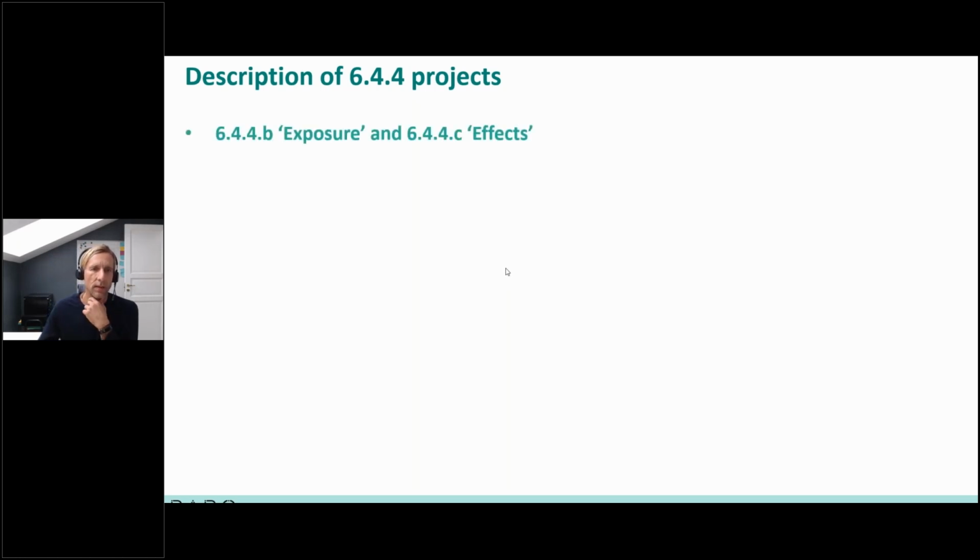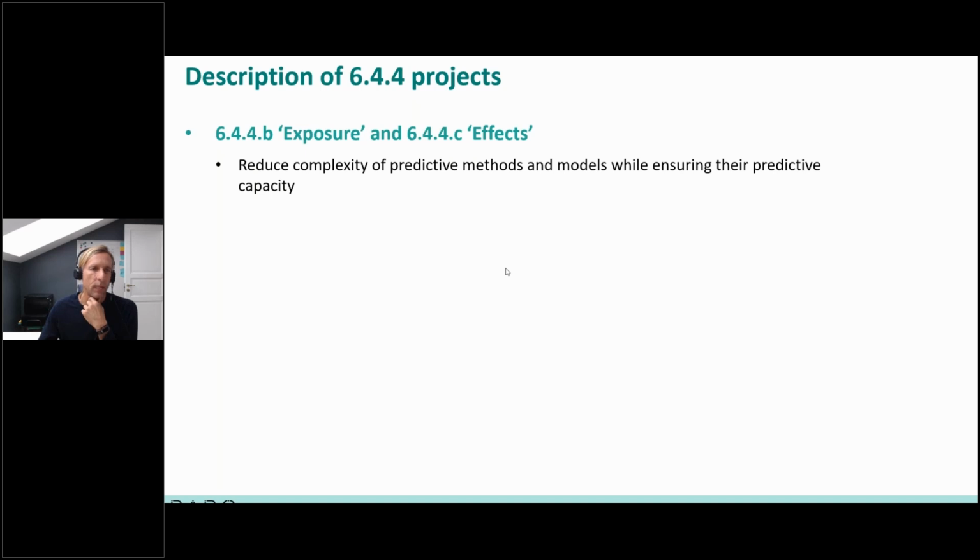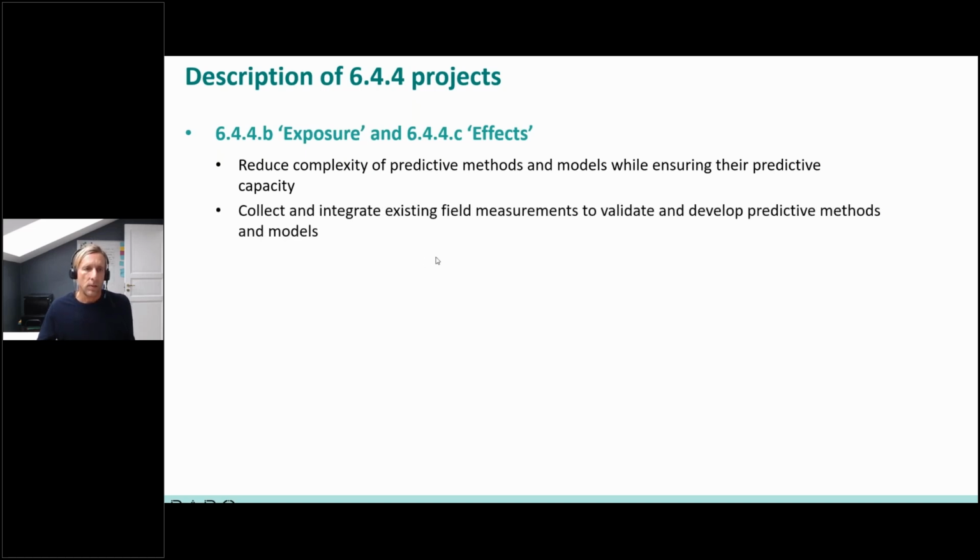In Exposure and Effects, one aim is to reduce complexity of predictive methods and models while ensuring their predictive capacity. That's an important step in being able to pave the way to expand the scope of a regulatory ERA to a more landscape perspective. We do it by collecting and integrating existing field measurements, developing data, and developing predictive methods and models.